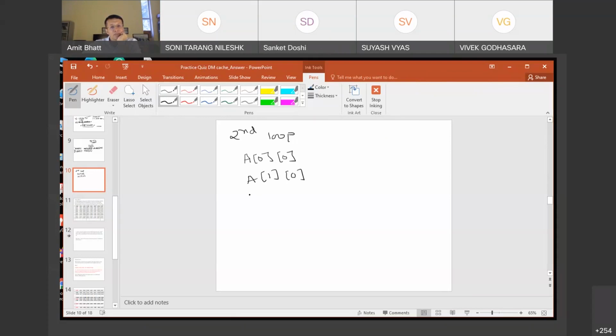Then A[2][0], A[2][0]. And what would be the last element? A[127][0]. The last one would be A[127][0]. Okay. So these are the elements which would be required.